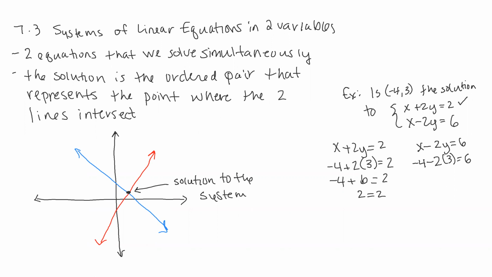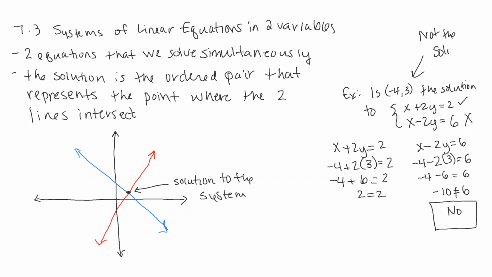Well, I've got -4 minus 6. Does -4 minus 6 equal 6? Well, no, -4 minus 6 is -10. That does not equal 6. So it does not satisfy the second equation. This is not the solution. Okay, so this ordered pair, we would say, is not the solution.